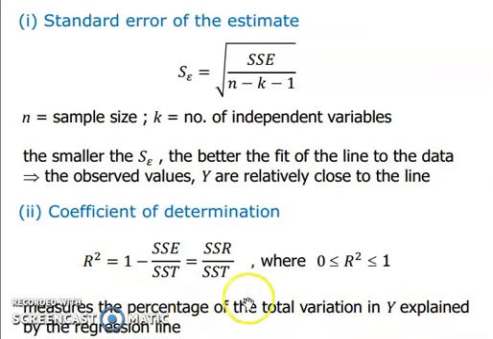R squared will be between 0 and 1. If you have R squared equal to 1, but it's highly unlikely that you'll get 1. But if it is 1, it means that all the independent variables perfectly explain the variation in Y.